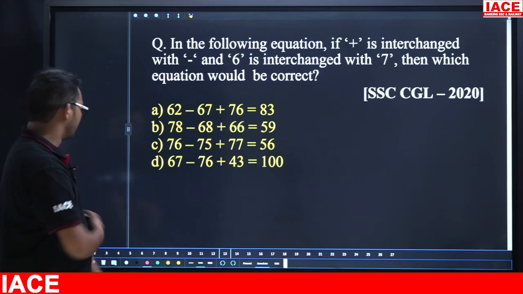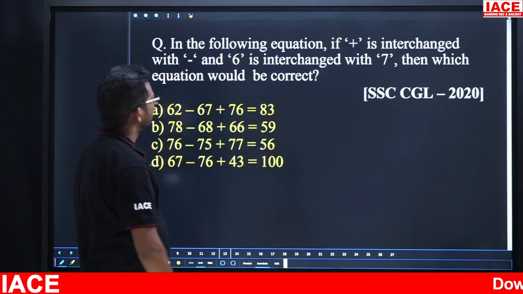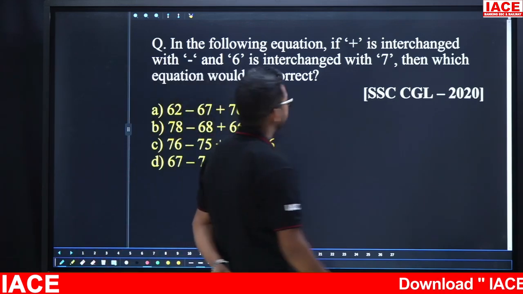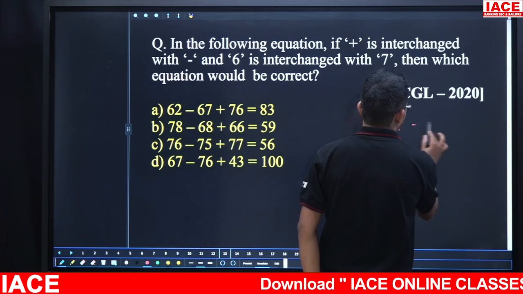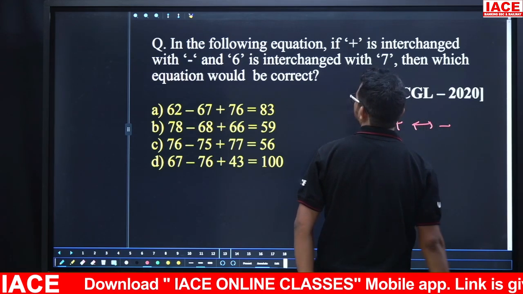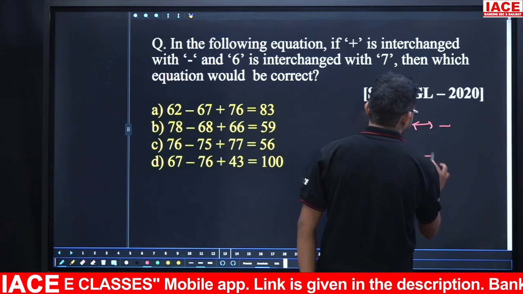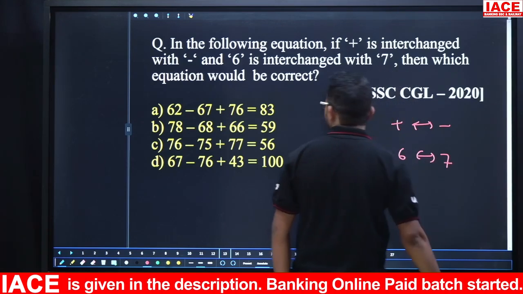Yes, time out. Take care again. In the following equation, if plus is interchanged with minus, and plus and minus both are interchanged, and 6 is interchanged with 7, then which of the following would be correct?